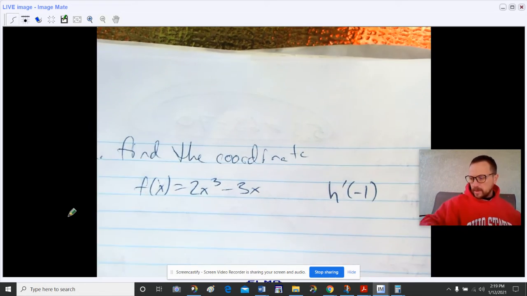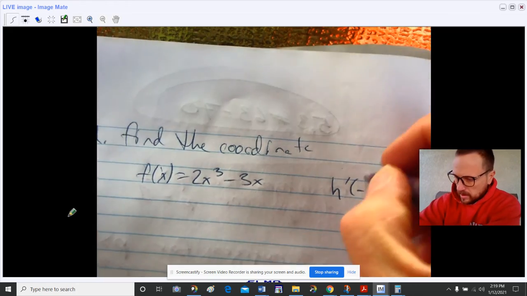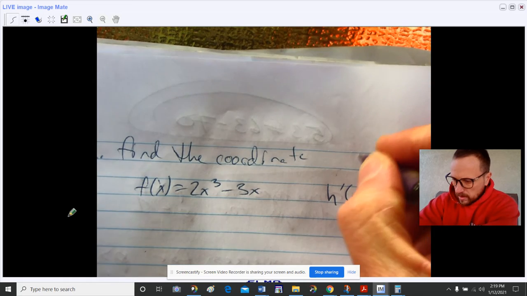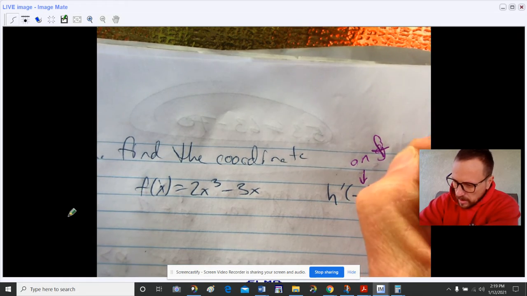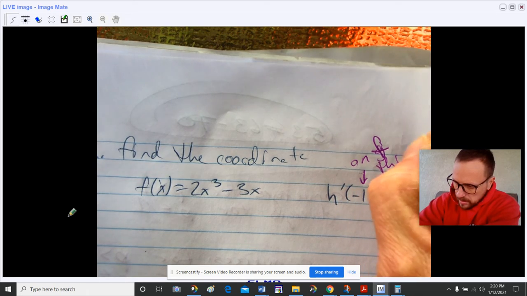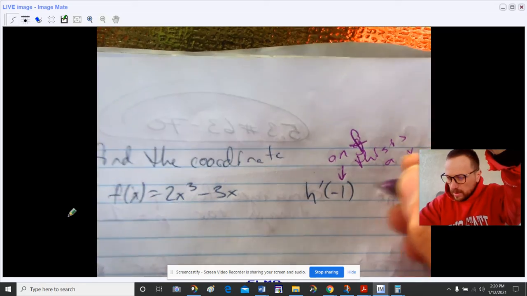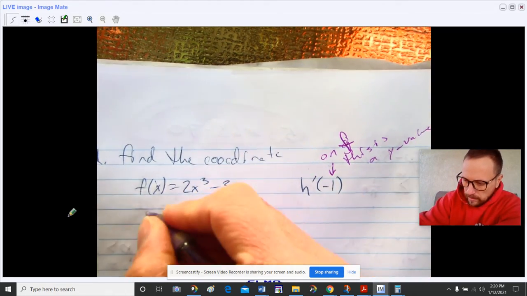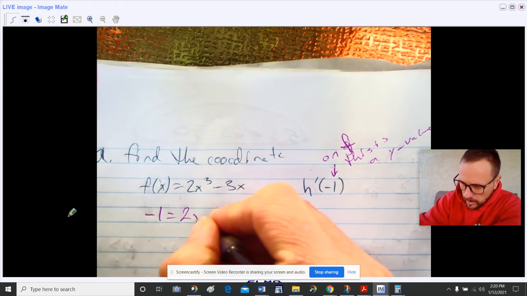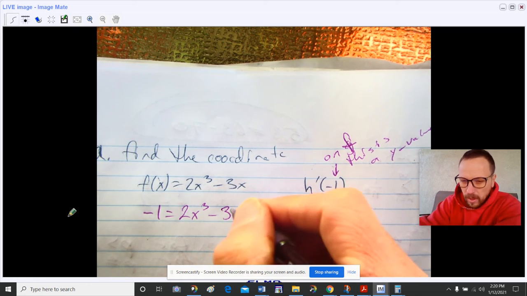So remember, on f, this is a y value. That's the key. And remember that this is a y value. So it means we'd have negative 1 equals 2x cubed minus 3x, and so we have to solve this for x.